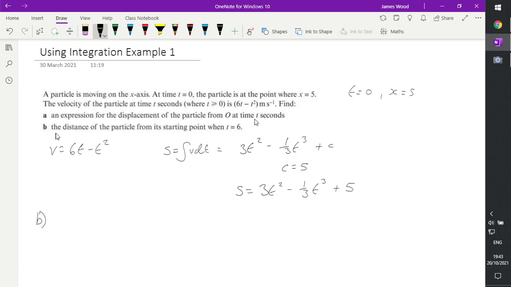Part B, the distance of the particle from its starting point when t is 6. Well, let's plug t equals 6 into our expression for the displacement then. So if I work that out, then I get 41 meters. So that is its displacement from the starting point, it'll be 41 meters.